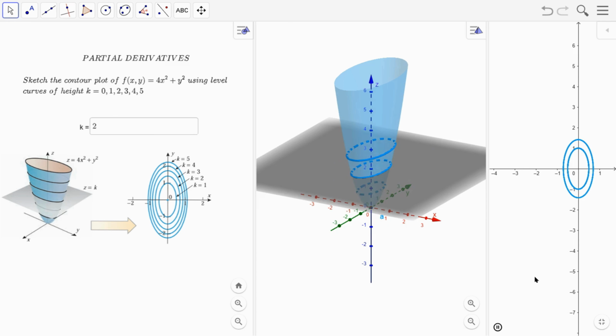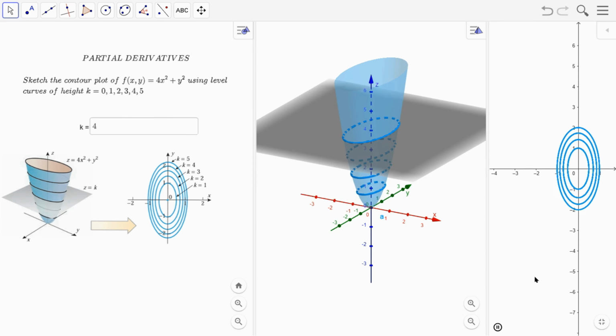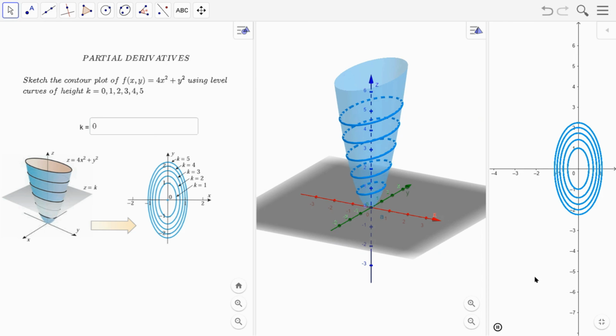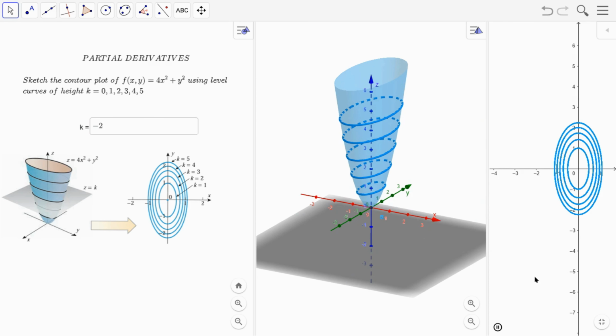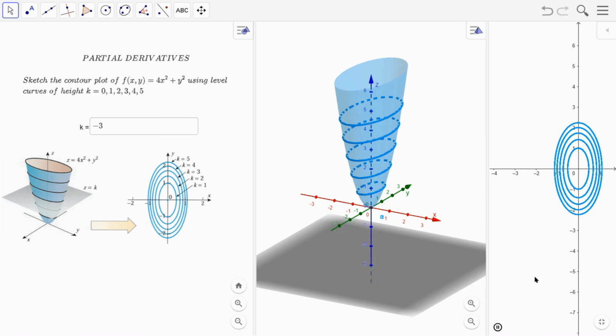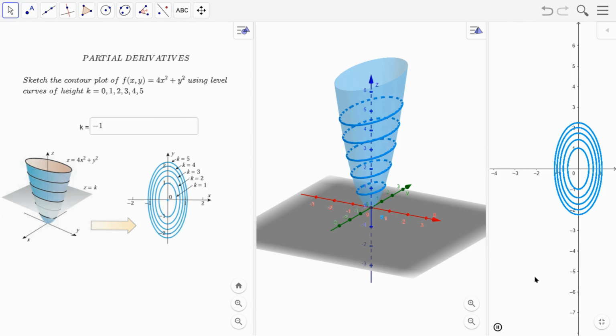Notice how the curves never cross, and they get closer together as we move away from the origin. This tells us the function, which looks like a parabolic bowl, is getting steeper the farther out we go. The contour plot gives us a perfect two-dimensional map of this three-dimensional shape.